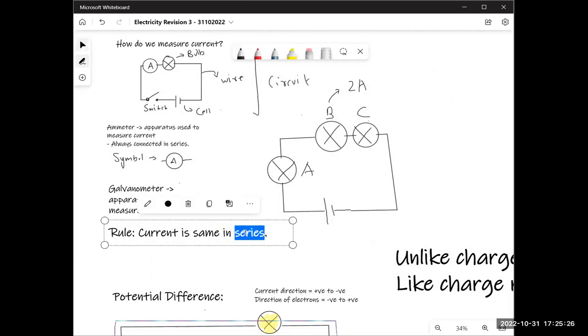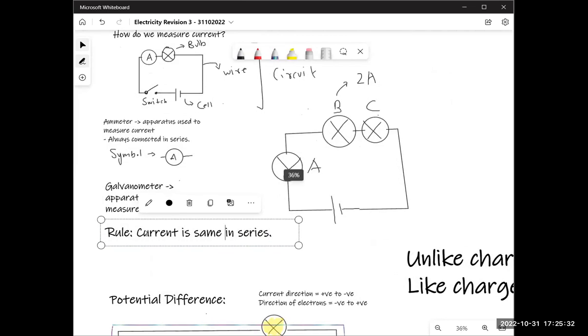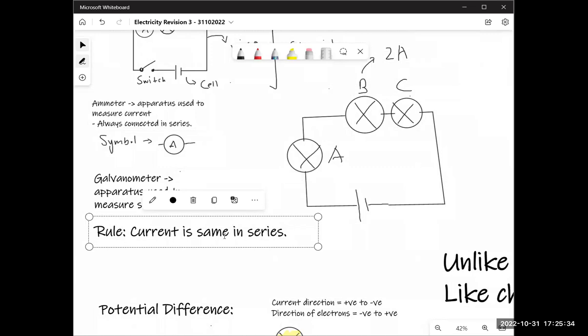2 amperes. Wait, repeat the question. The question is, or add one more thing to the rule. Current is same all around circuit. Then put in series in bracket. So Maya, are you writing? Yes, sir. Current is same all around circuit in brackets in series.